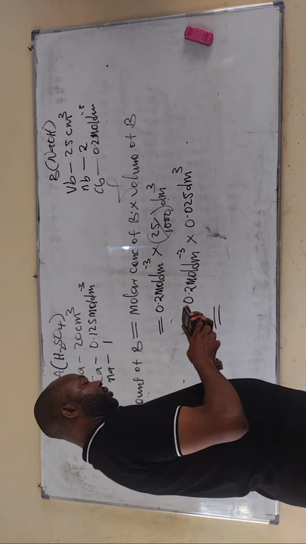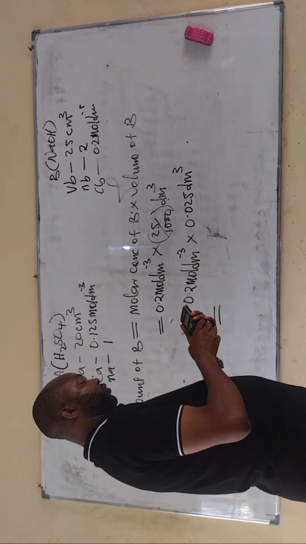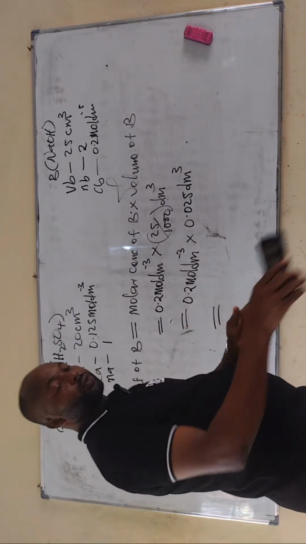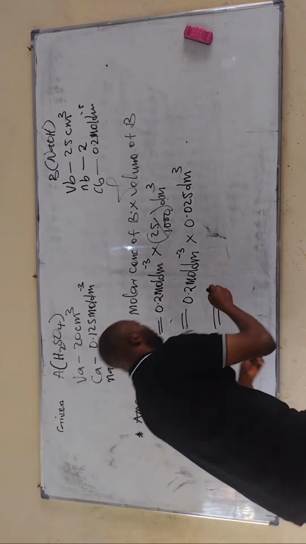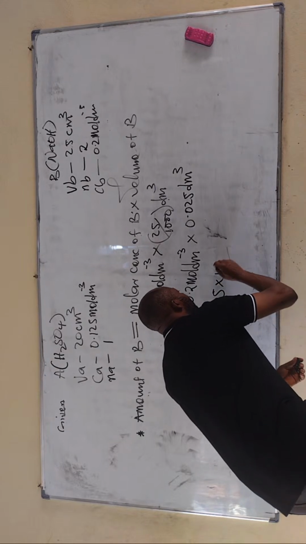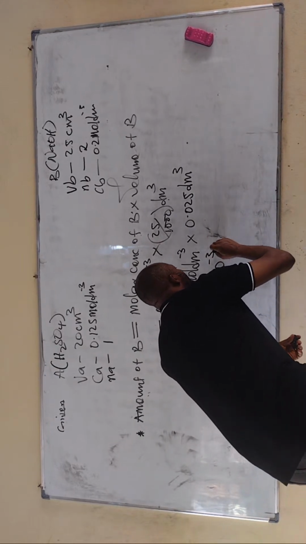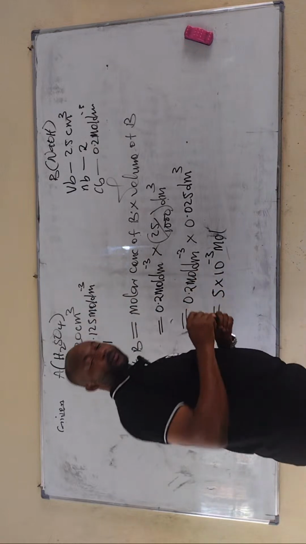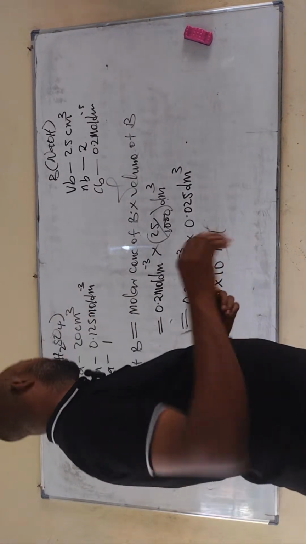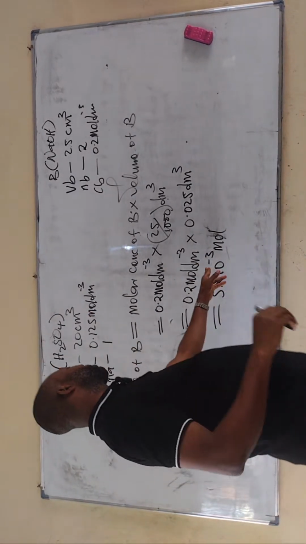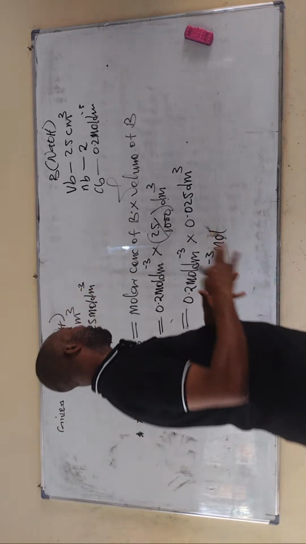Now this is 0.2 times 0.025, which is equal to 5 times 10 raised to power minus 3 mole. All right? Yes. Now, our answer is 5 times 10 raised to power minus 3 mole. The unit for amount is mole.